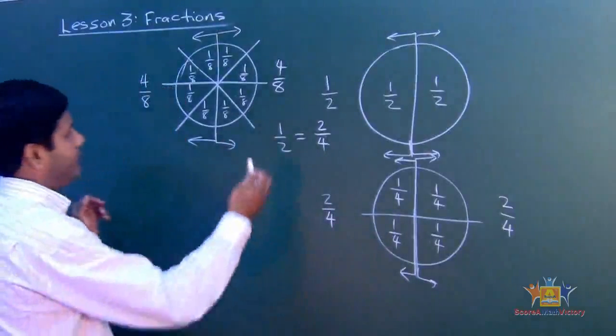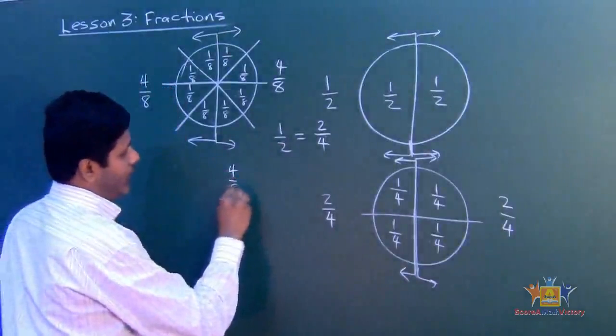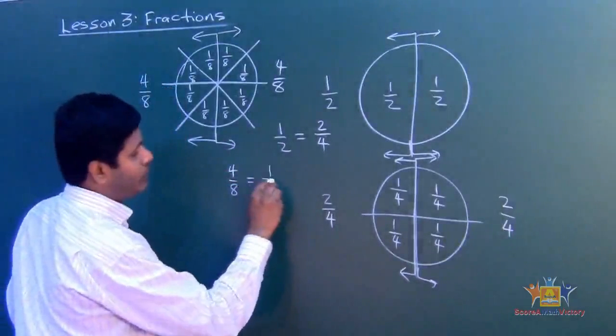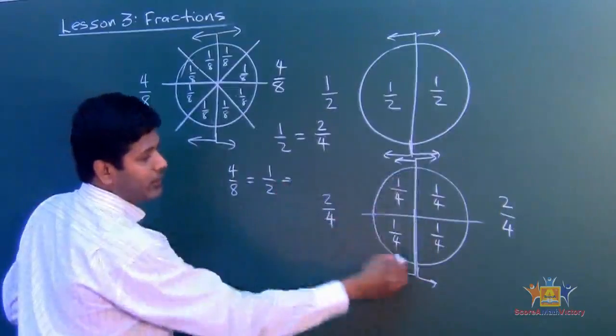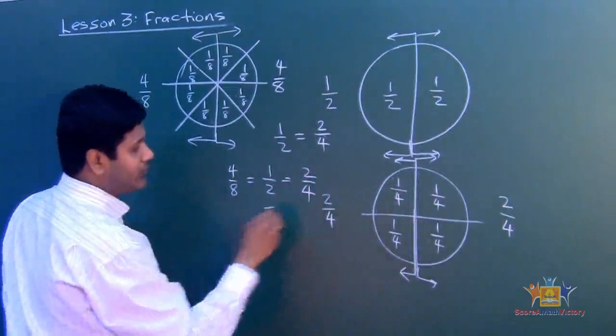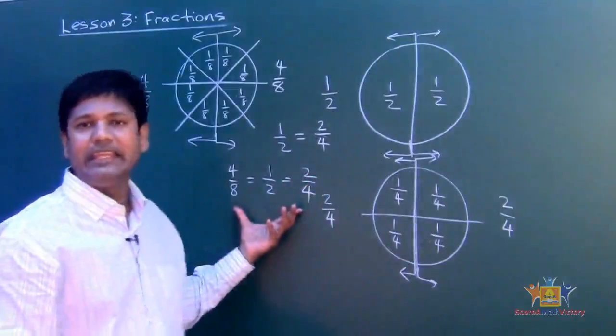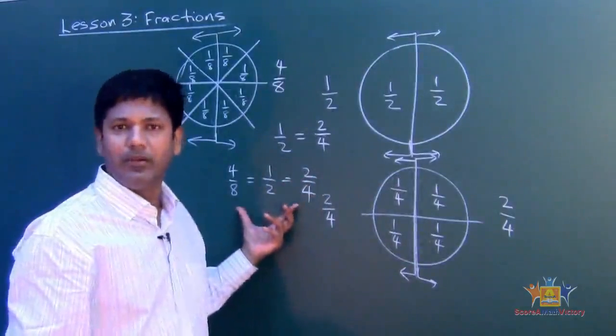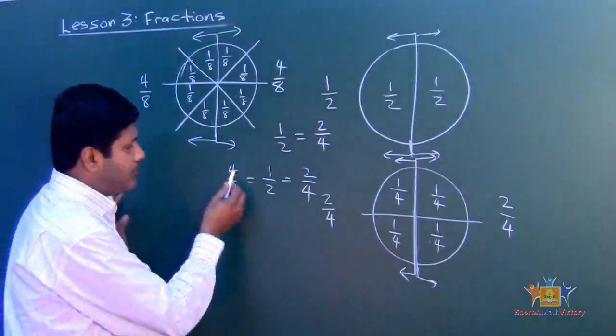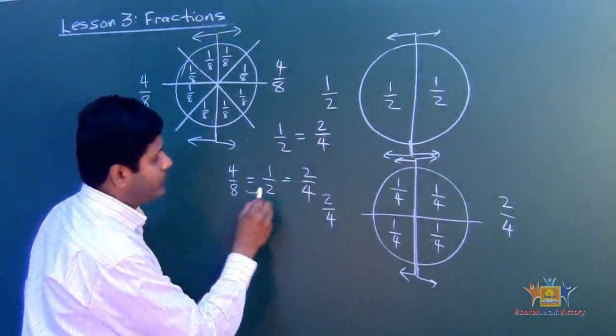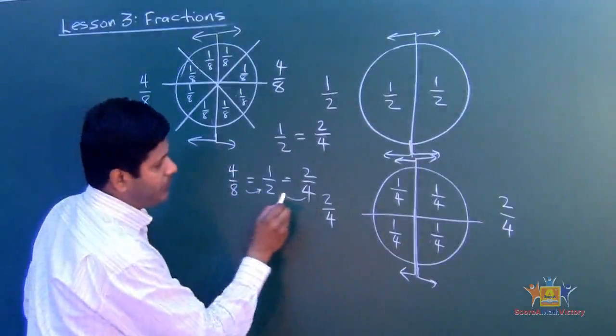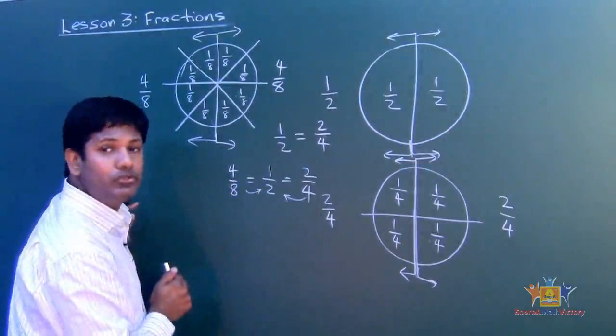See that? That means what? 4 over 8 is also equal to 1 over 2, which is also equal to what? 2 over 4. See that? This is what we call equivalent fractions. Okay? Because why? When you simplify 4 over 8 it will come to 1 over 2. When you simplify 2 over 4 it will also come to 1 over 2.